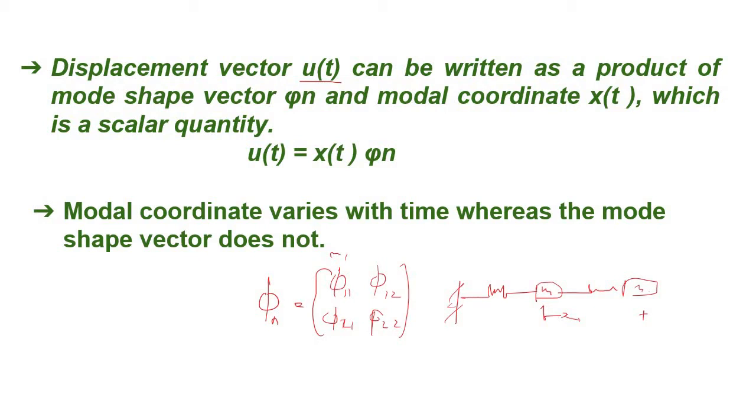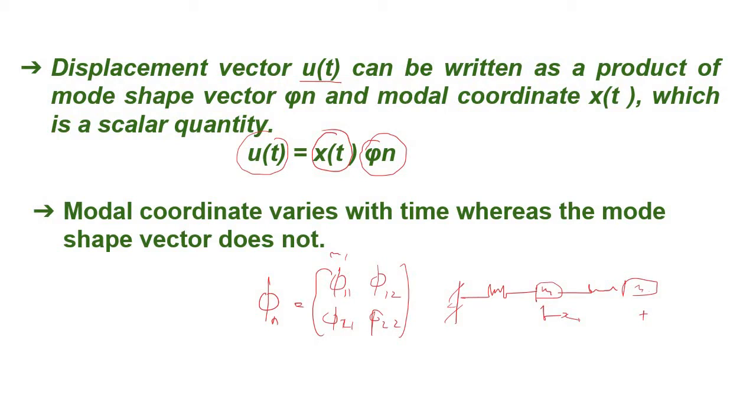The modal coordinate varies with time, whereas the mode shape does not. Here you can see this mode shape is not varying with time, it is constant. But what is varying with time? The modal coordinates are varying with time, that is time dependent. Modal coordinate means x of t, this will be varying. So if I multiply this x of t with phi, I will get u.